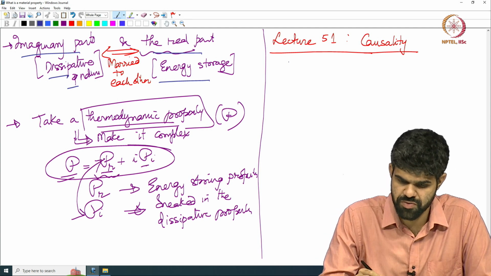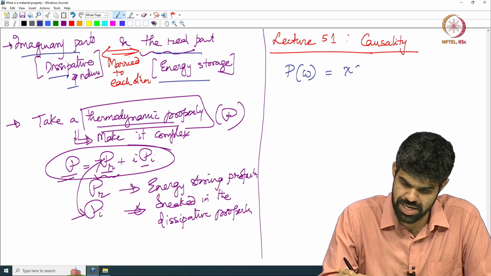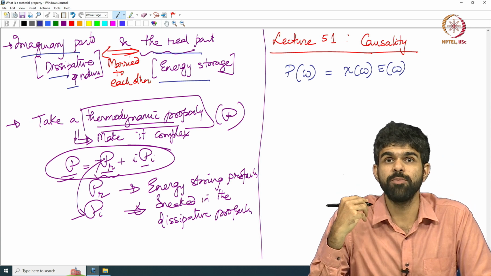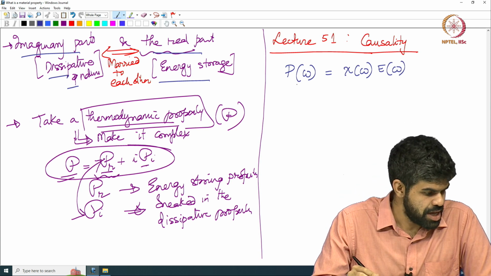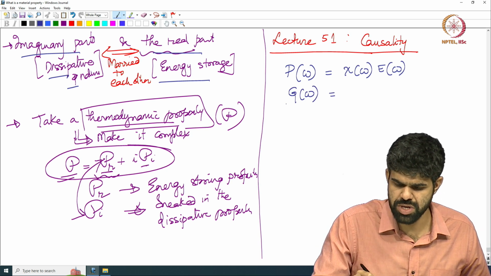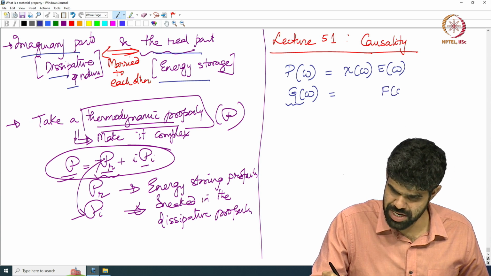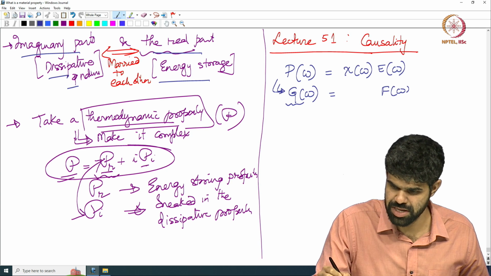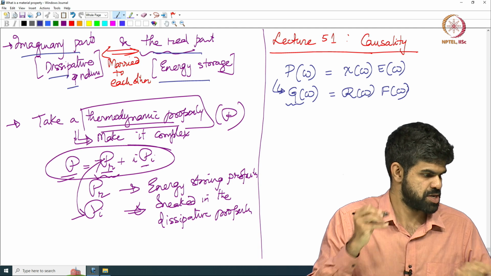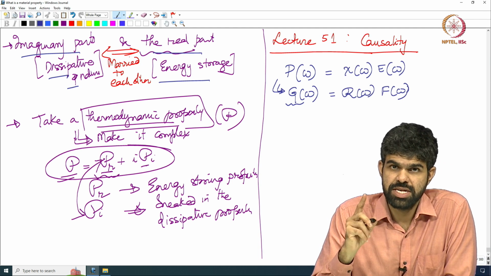So for example I have P of omega, which I said is equal to chi of omega times E of omega. This is how I wrote a linear property in the omega space. Then G of omega is the effect, and I rewrote it as f of omega, the forcing function, times r of omega, the response function. Okay.